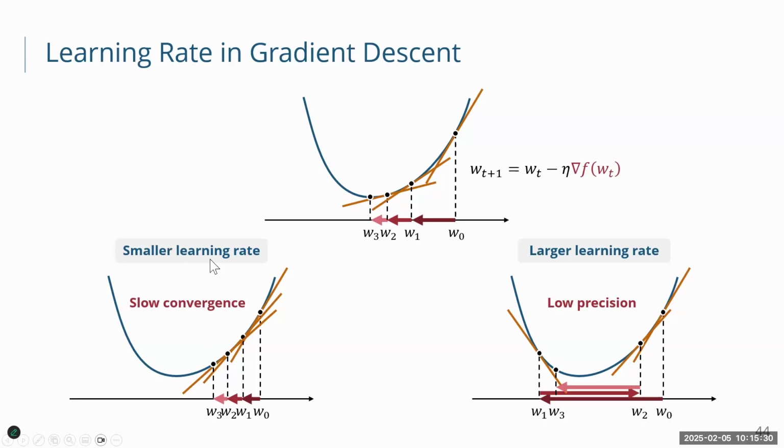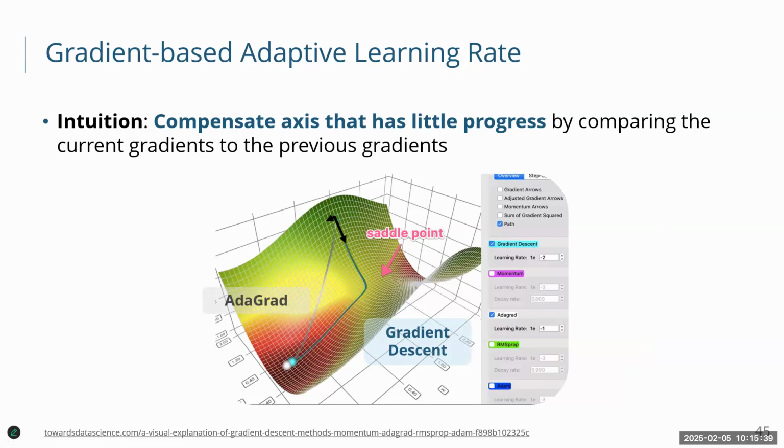Sometimes you end up with a smaller learning rate that gives very slow convergence. Sometimes you end up with a large learning rate that leads to low precision. So for all the optimizers that you will be using in PyTorch, originally you would use gradient descent or stochastic gradient descent, but most of the time nowadays you will see something like Adam, Adagrad, so different optimizers. These optimizers are doing different things. One thing they do is called a gradient-based adaptive learning rate.